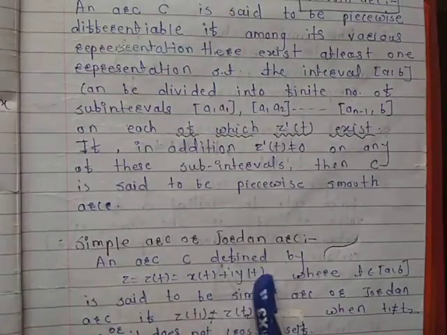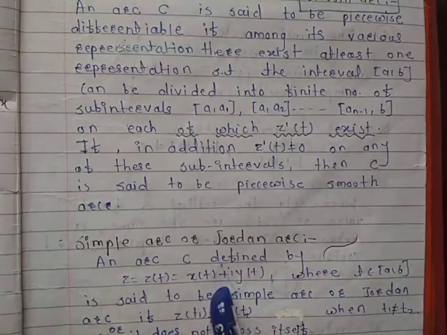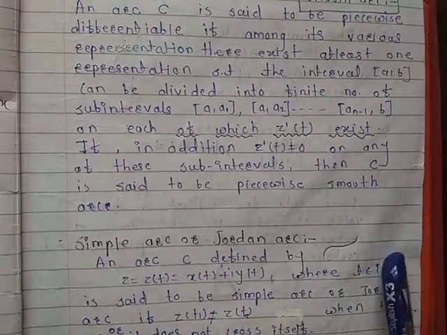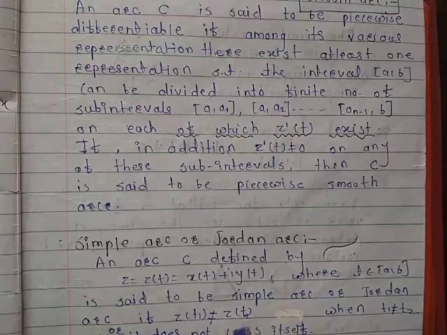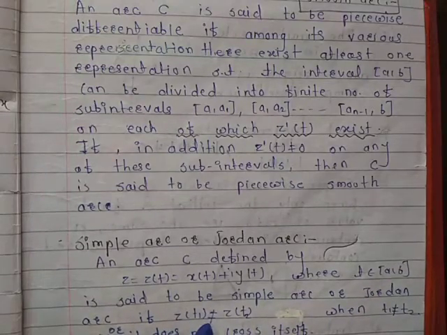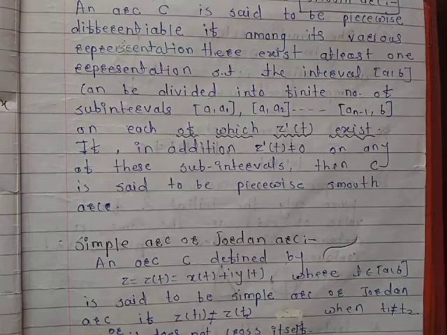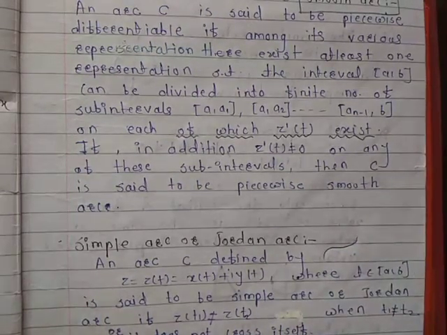An arc C defined by z = z(t) = x(t) + i y(t), where t belongs to the closed interval [a, b], is said to be a simple arc or Jordan arc if z(t1) is not equal to z(t2) when t1 is not equal to t2, or it does not cross itself. Means a simple arc is like this and so on.